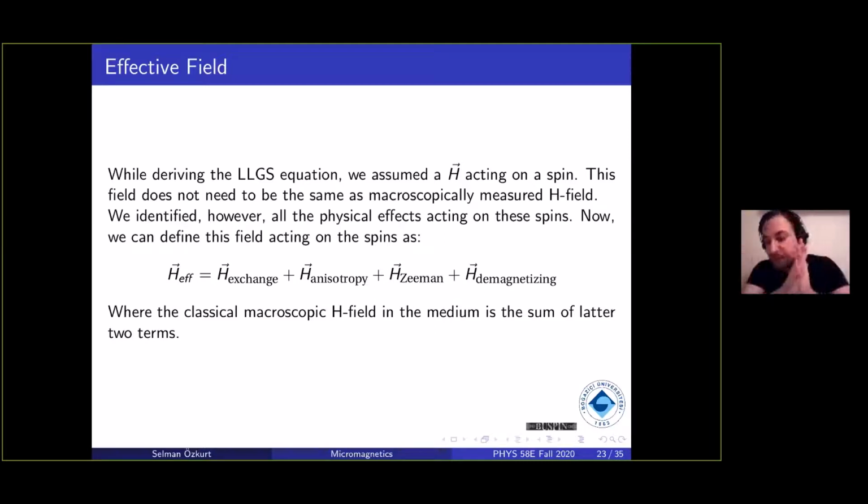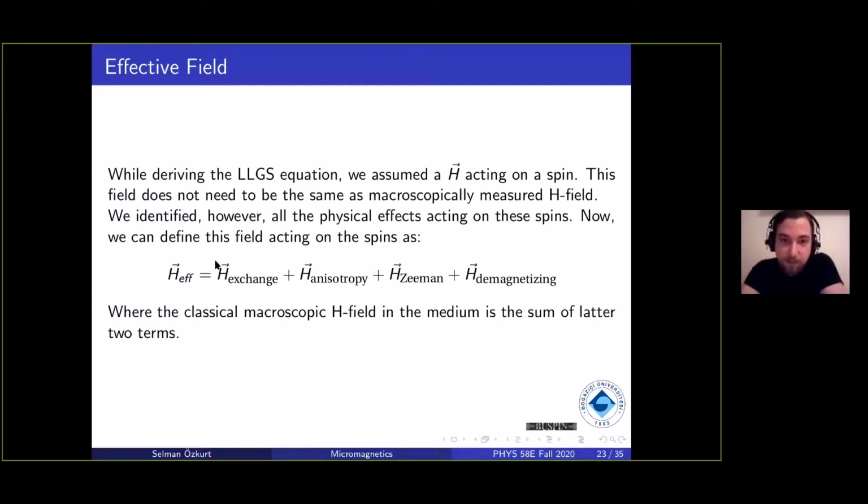But we need to find the exact value, the exact quantity of the H vector that is acting on the spin itself in its own orbital. In order to do that, because we know the energy associated with other magnetic phenomena, and all of their energies are applied to a magnetic moment in the same way a magnetic field does, that is by a dot product, we can define their respective derivatives as some effective field contributions.